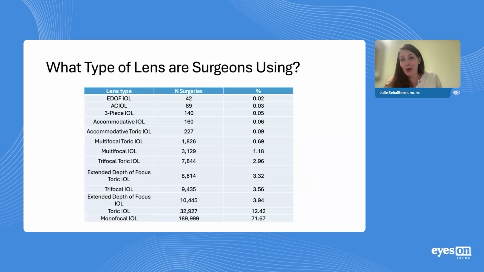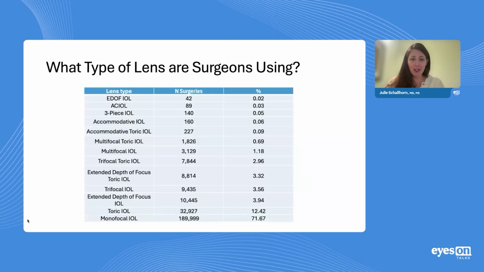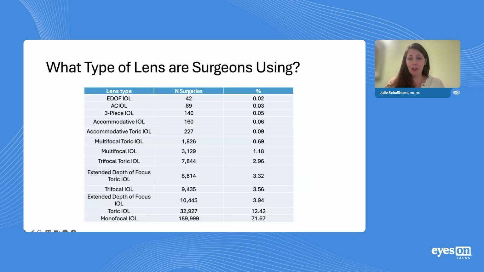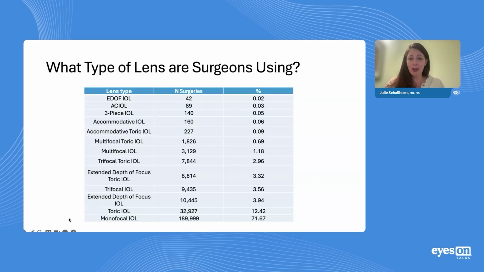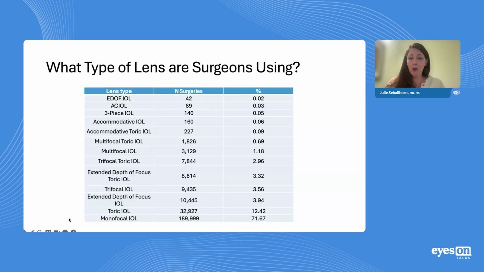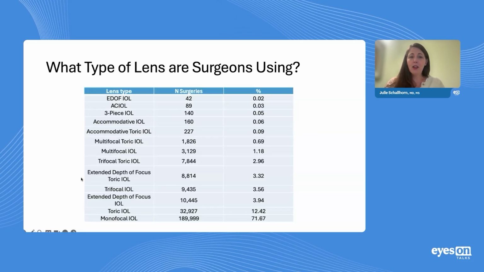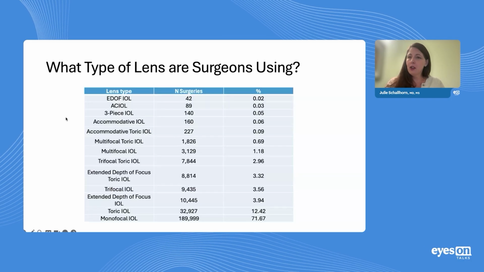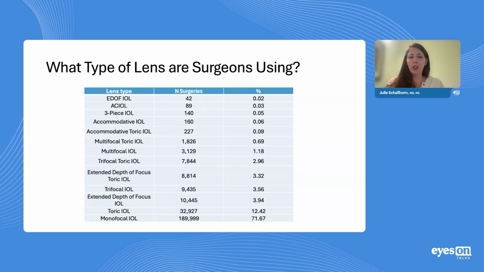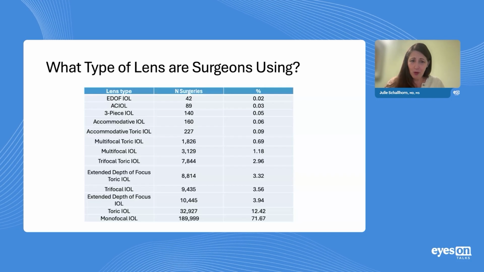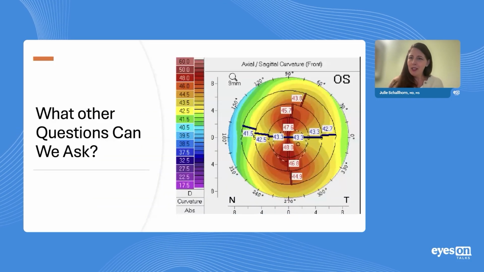Another easy question to ask is, what type of lenses are people using? What is the range of lenses? And it turns out, most commonly, 71.67% of patients that are getting cataract surgery in the United States right now, more or less, are getting a monofocal IOL. 12% are getting a toric IOL. And the remainder are getting some combination of an EDOF, multifocal, or light adjustable lens. So still a heavy prevalence for monofocal IOLs, at least in the United States. That's kind of the generic stuff.